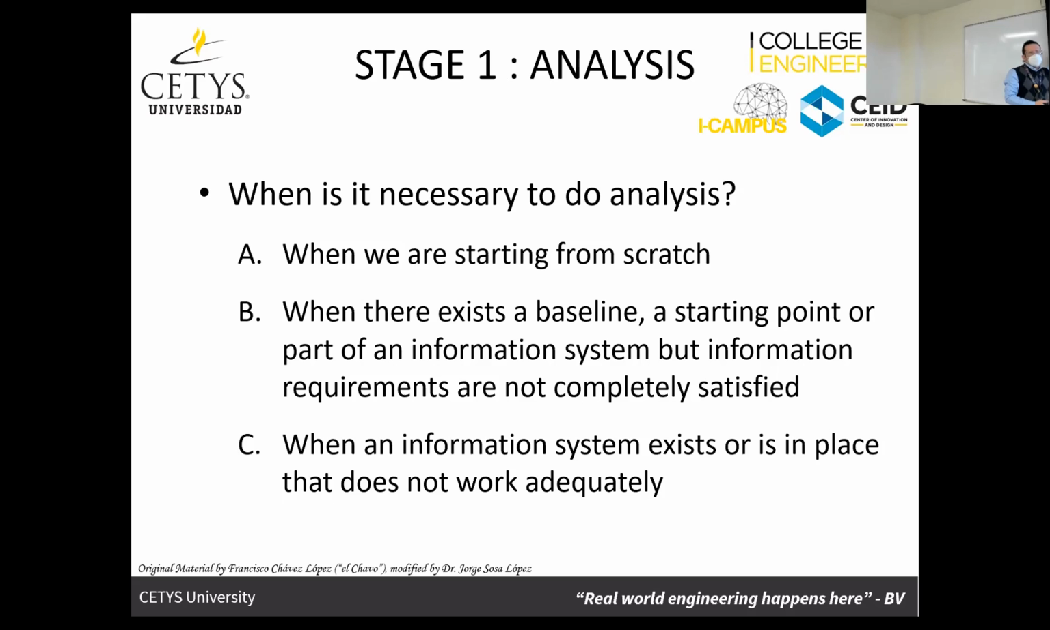And situation C is simply that we have a system or an app, an information system, that doesn't work adequately or has errors. So in that situation, we also have to do some sort of analysis to be able to do a modification.